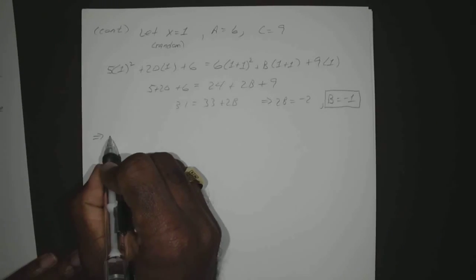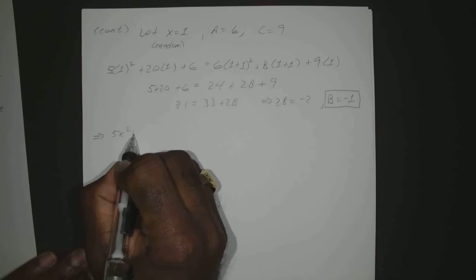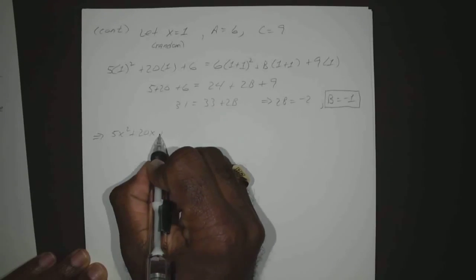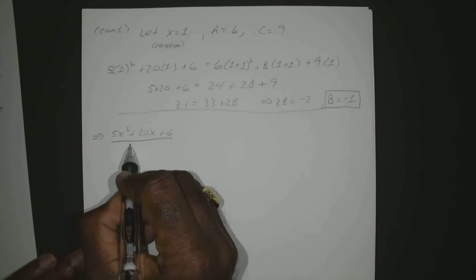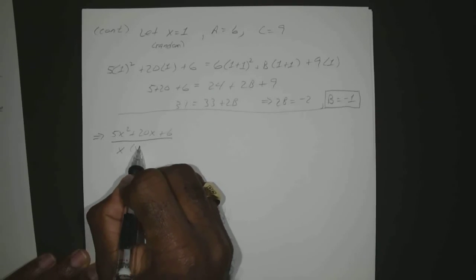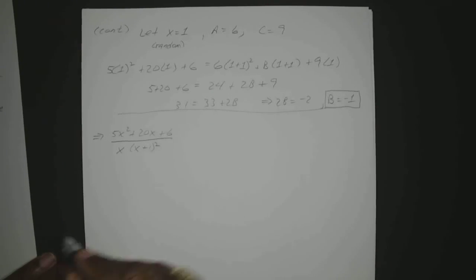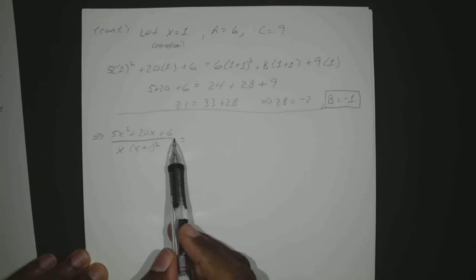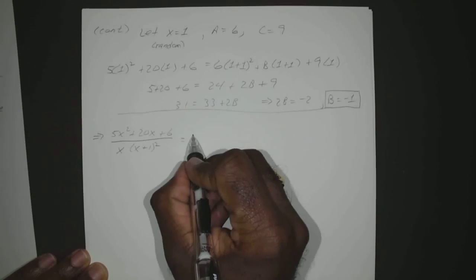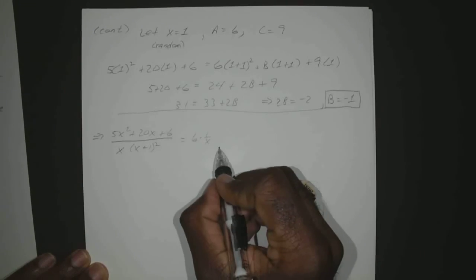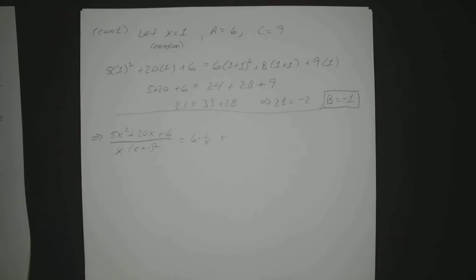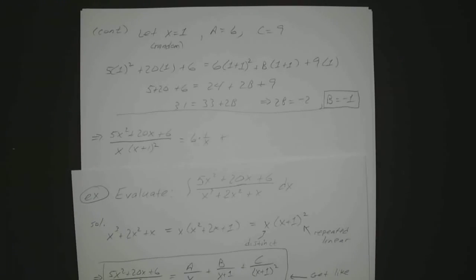Okay, so we know that 5x squared plus 20x plus 6 over x times x plus 1 squared is equal to a over x, so that's 6 over x, or you can make it 6 times 1 over x, plus b over x plus 1.